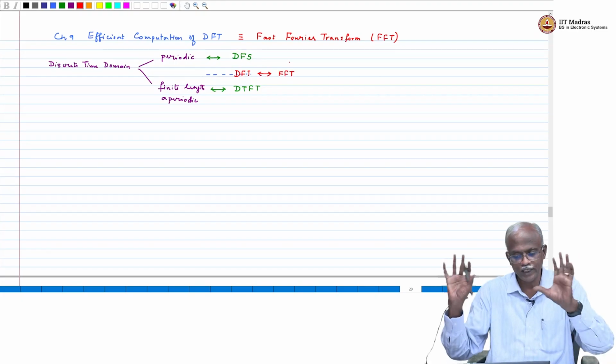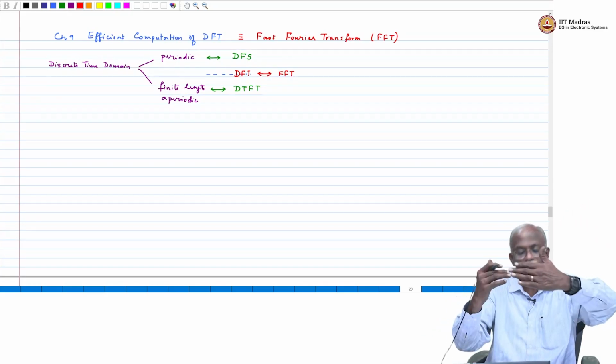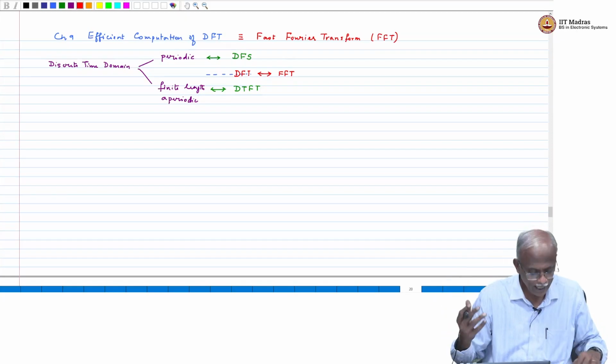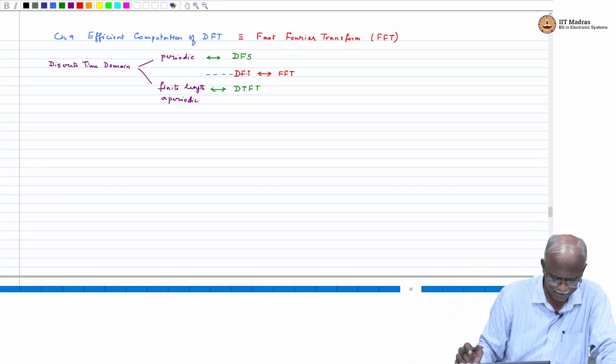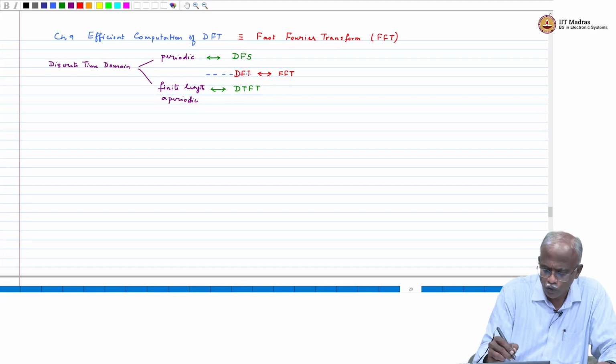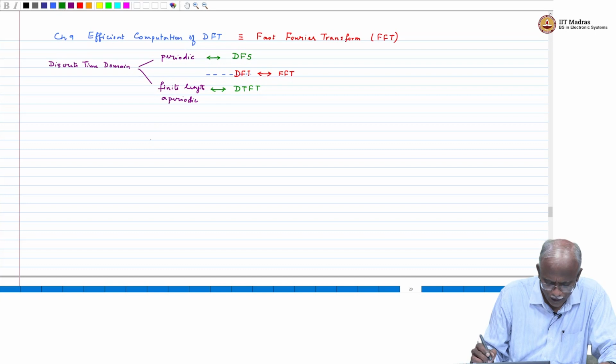So where does the fast Fourier transform fit in? It is basically where DFT fits in. Where does DFT fit in? It is in between DTFT and DFS. Okay, so what are some of the aspects to be reviewed? We can look at it very quickly.